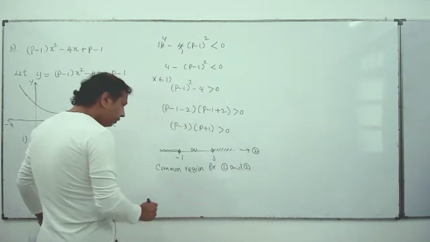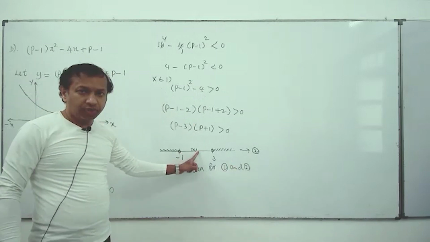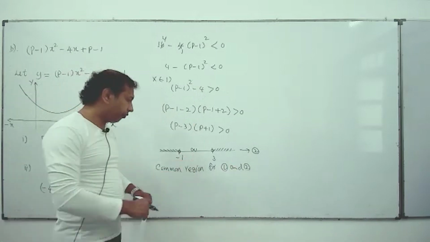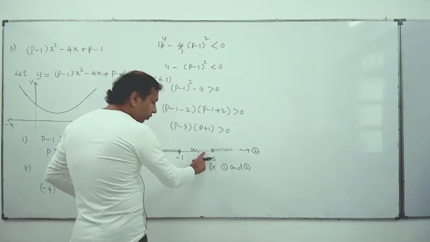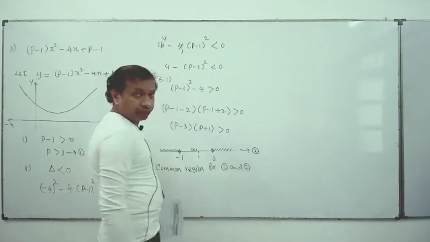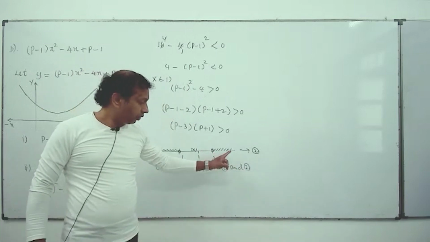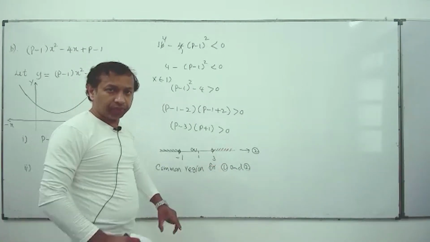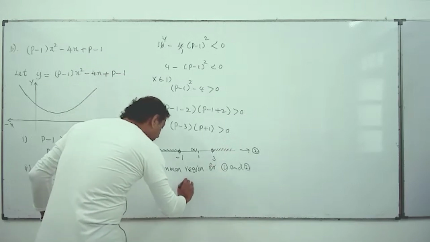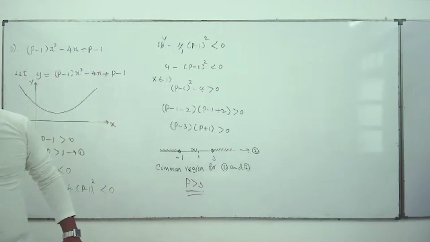What is the common region? When I mark p greater than 1 here, 1 is here, no? We shade this way. Then for both 1 and 2, the common region is going to be p greater than 3, no? Right? So therefore, p greater than 3 is the answer.